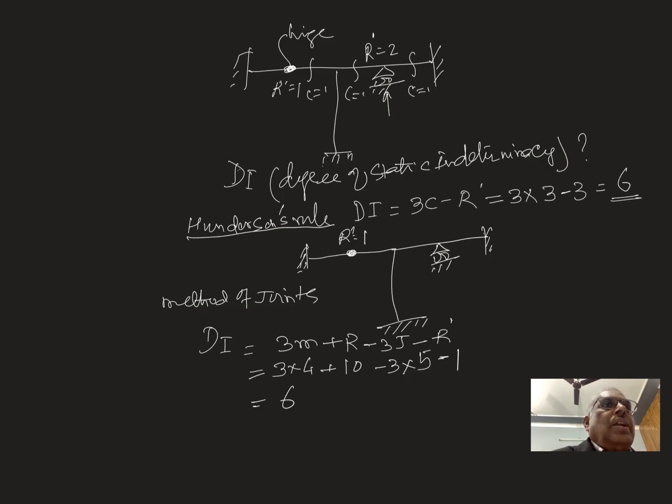By Henderson rule also, DI is 6. This is the total indeterminacy. If you want external indeterminacy and internal indeterminacy, external indeterminacy will be R minus 3. So 10 minus 3 is 7. Internal indeterminacy is total minus external, so this is minus 1. This is the internal indeterminacy, and the total is 6. This way you can find out the degree of indeterminacy of a frame structure.